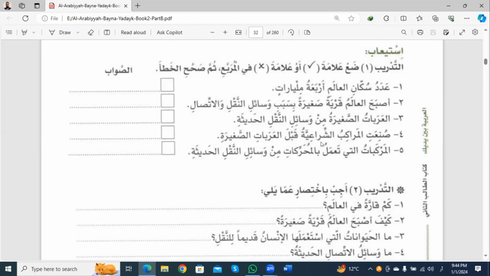بدأ. تمام. المركبات التي تعمل بالمحركات من وسائل النقل الحديثة. المركبات, those vehicles which are powered by engine. They are from the new means of transportation. Yes, it is right. How is engine? تعمل بالمحركات, which is moved through the engine.